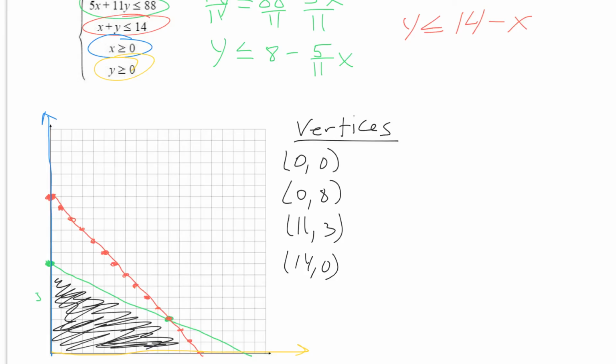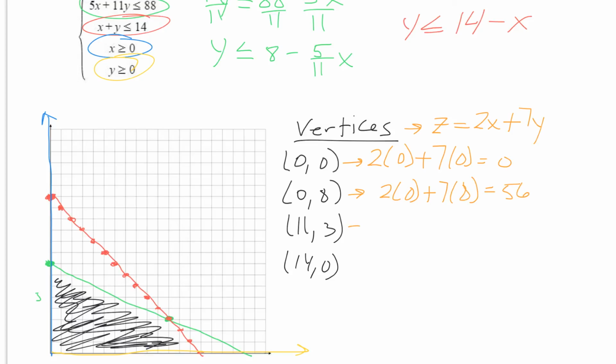After I do that, I need to find the values at my objective function. I'm looking at my vertices at z equals 2x plus 7y. For my first one, I get 2 times 0 plus 7 times 0, and that gives me 0. If I plug in 0 and 8, I have 2 times 0 plus 7 times 8, and that will give me 56. The next one, I get 2 times 11 plus 7 times 3, and that will give me 43. And my last one, I have 2 times 14 plus 7 times 0, and that gives me 28.